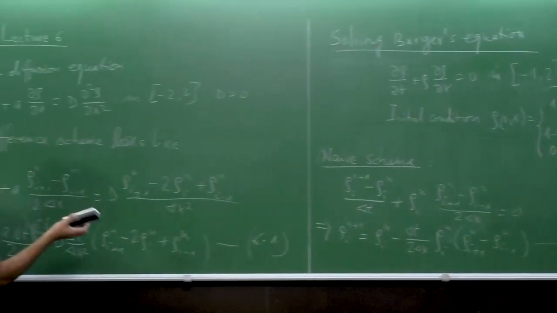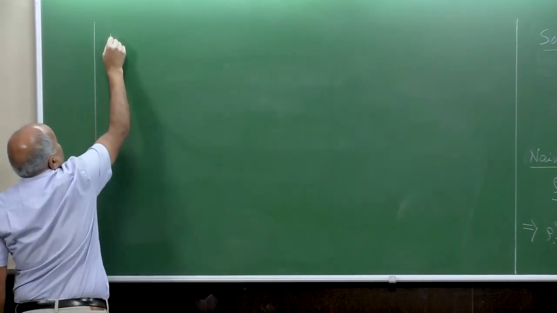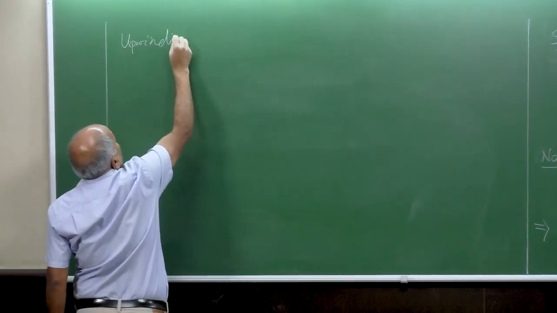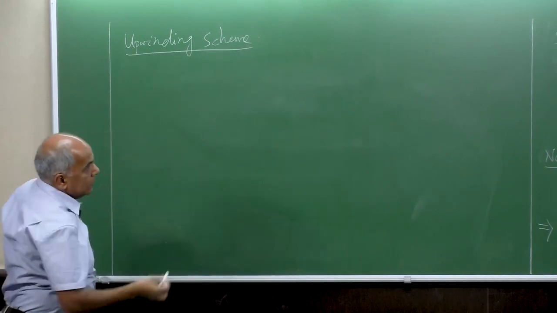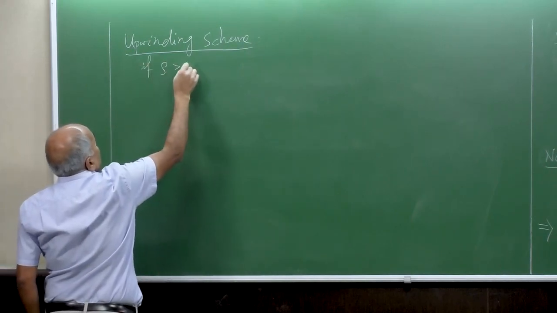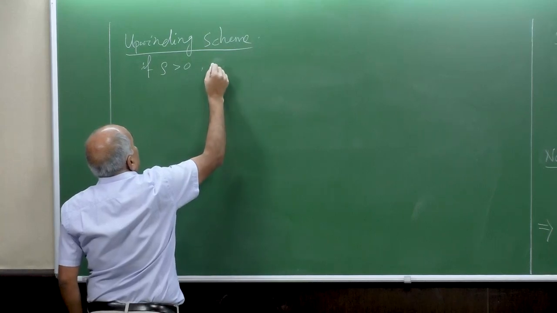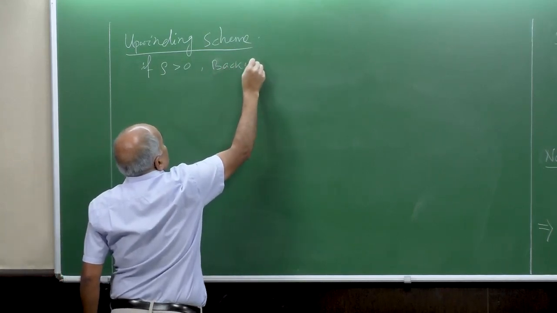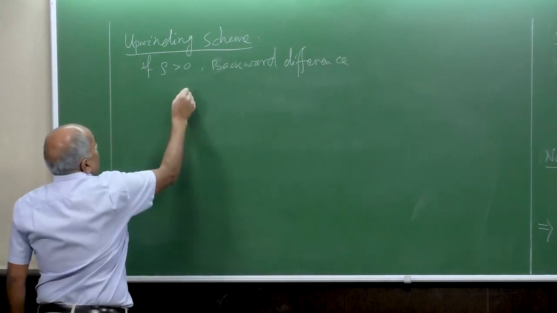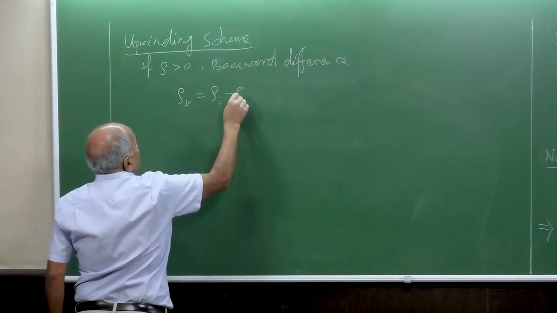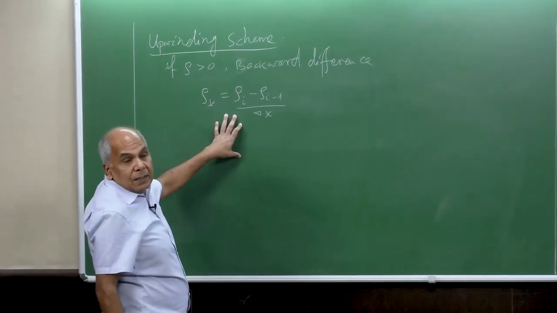And now let us do some stable scheme in order to avoid the instabilities: the upwinding. So here, if rho is positive, then we have the backward difference. It means rho of x is rho of i minus rho of i minus 1 by delta x. That is just directly coming from the Taylor expansion.